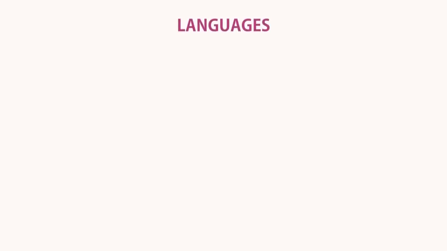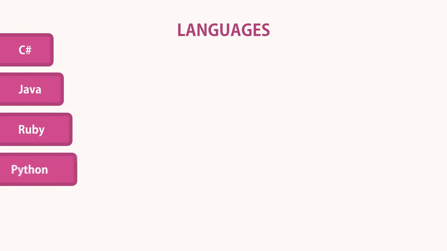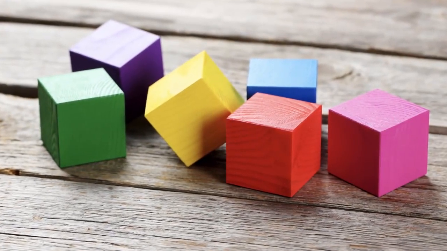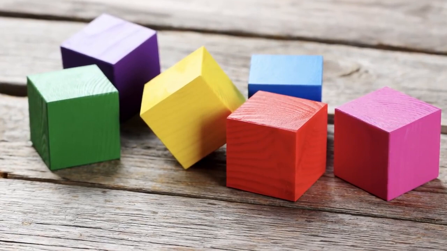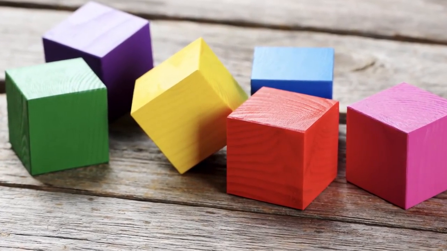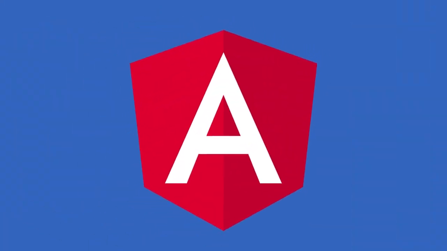It's a style of programming or a programming paradigm. There are several programming languages out there that support object-oriented programming, such as C#, Java, Ruby, Python, JavaScript, and more. Now, JavaScript is a little bit controversial, but I'll get to that later. It may interest you to know that many of the popular frameworks out there that you might be using are actually designed with object-oriented programming concepts in mind. Angular is an example of these frameworks.